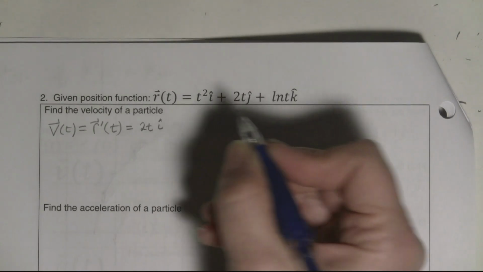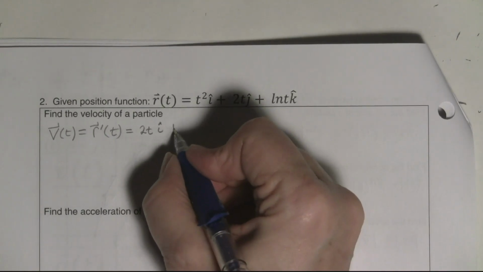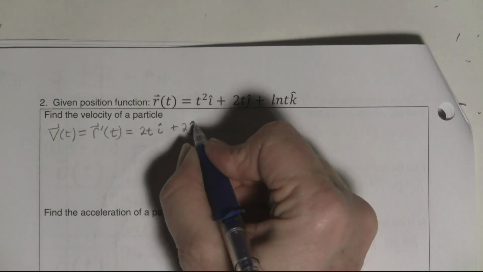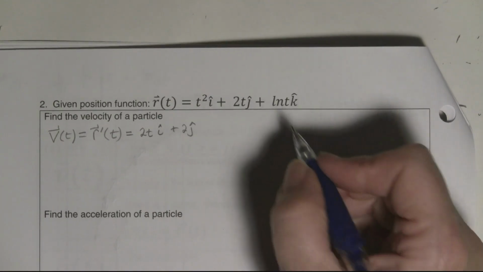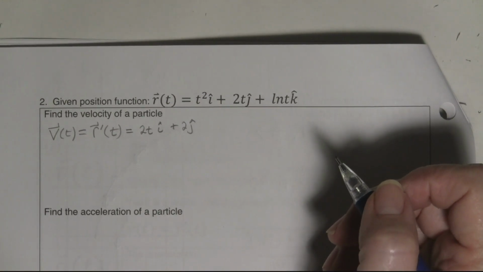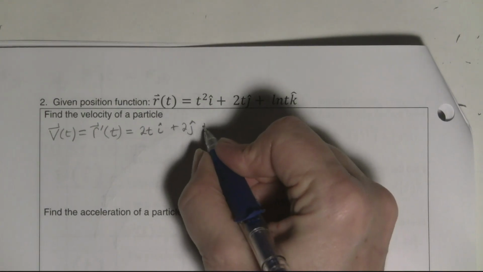i and 2j, so not very hard. And then what's the derivative of the natural log of t? I hope you're shouting it at your screen.